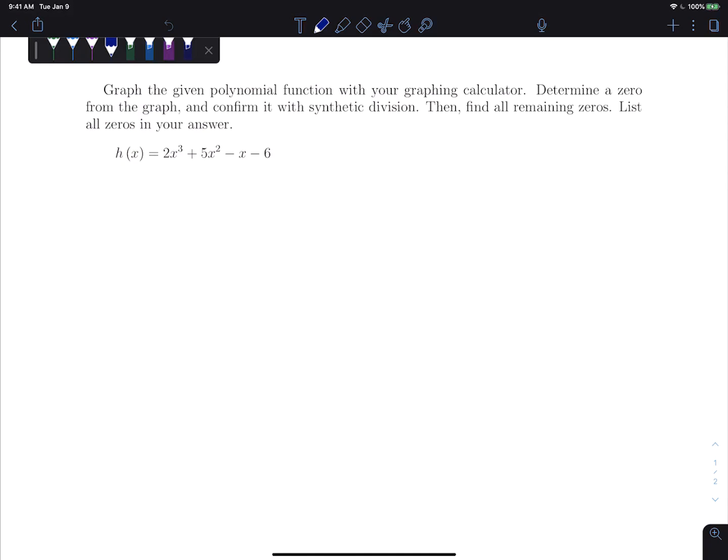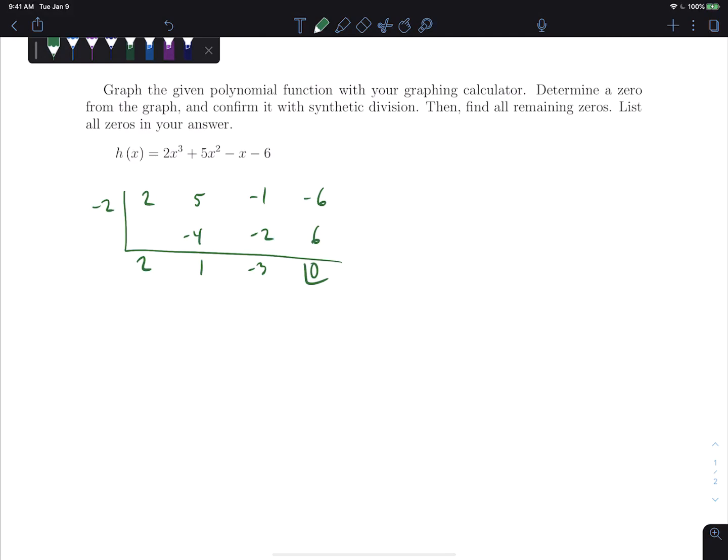Okay, welcome back to the notes. We just saw that -2 was a 0, so let's go ahead and prove it using synthetic division. Bring down the 2, multiply, add, multiply, add, multiply, and add. Awesome. We just proved that -2 is a 0.